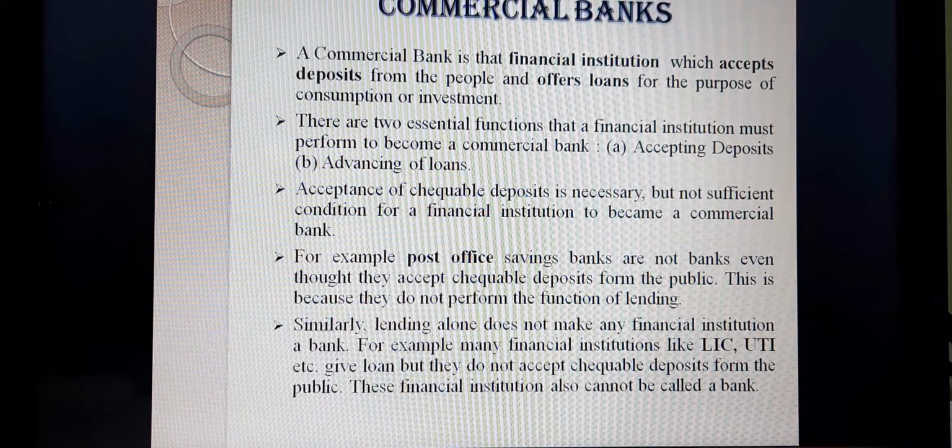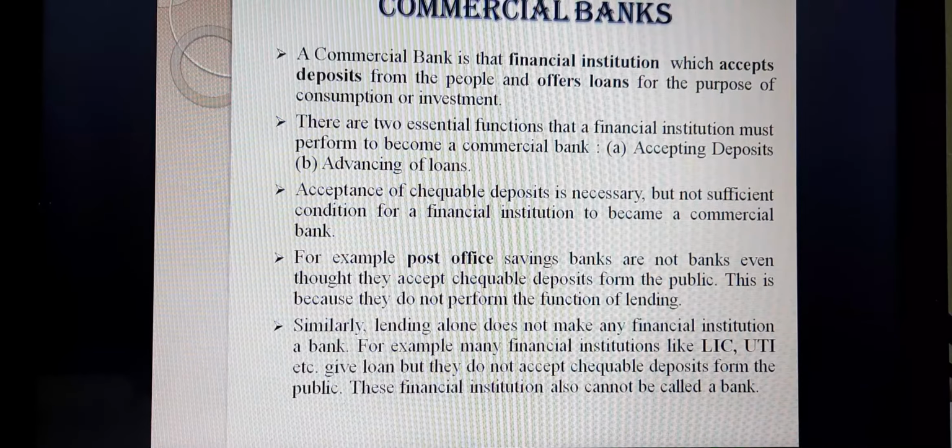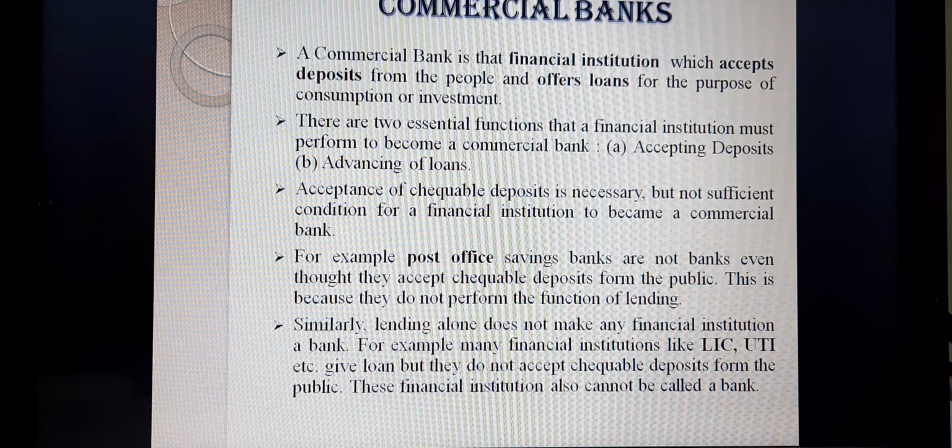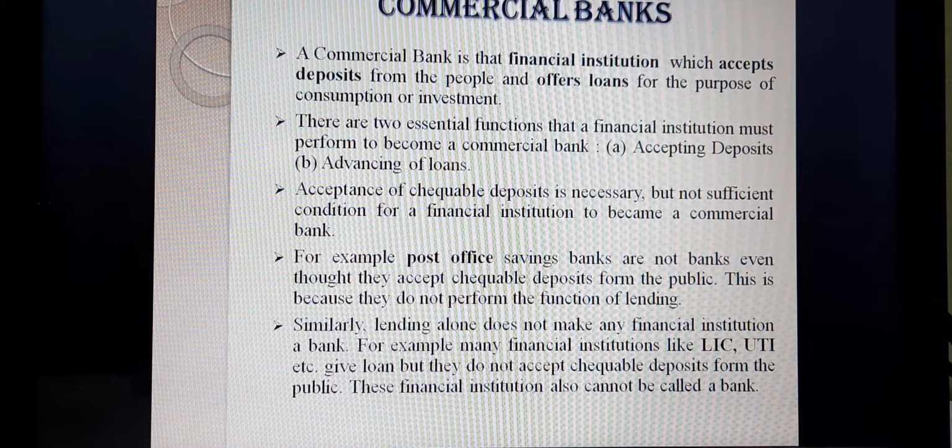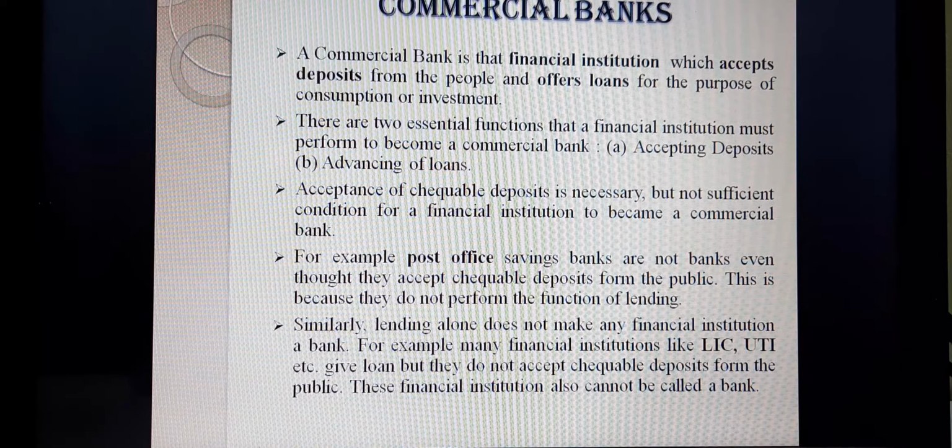Now let's move to our main topic, that is the commercial bank. A commercial bank is a financial institution which basically performs two activities: it accepts deposits from the public and offers loans for consumption or investment purposes. There is a difference between financial institutions and the banking system. A financial institution will only perform one activity, either it will accept deposits or it will advance loans. But the institution that performs these two activities becomes a bank. The bank will do these two works, that is accept deposits and advance loans.